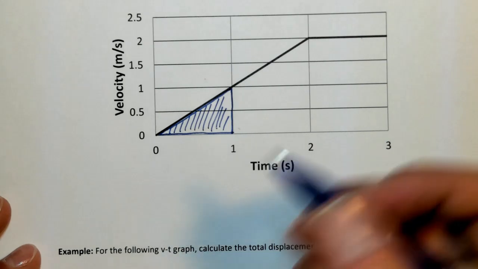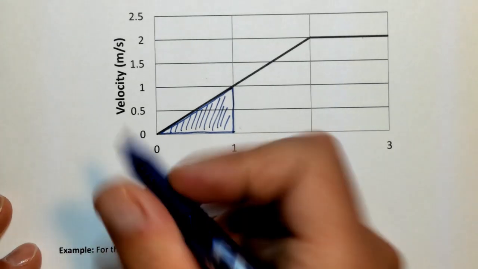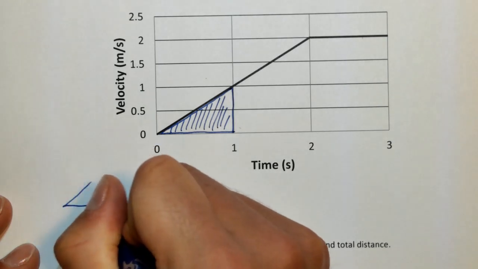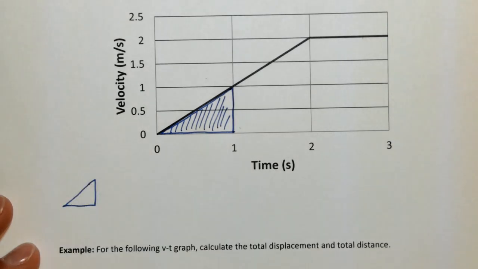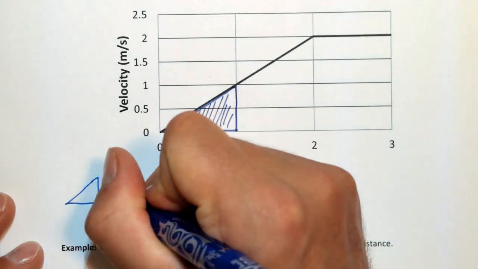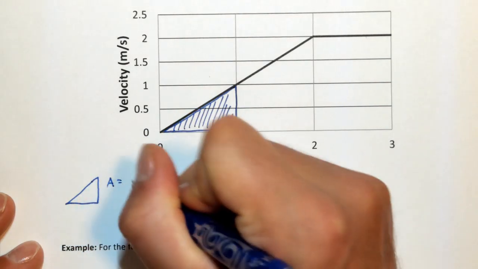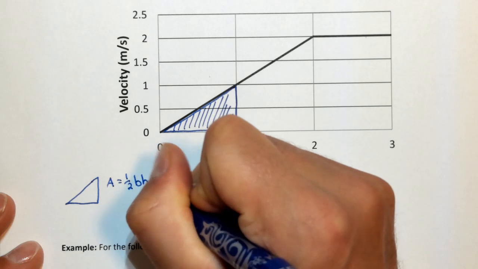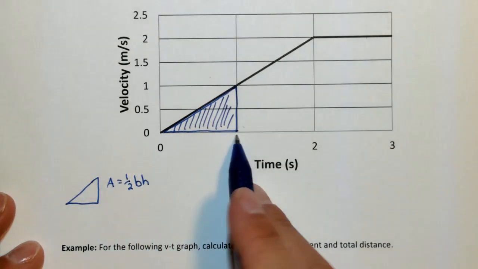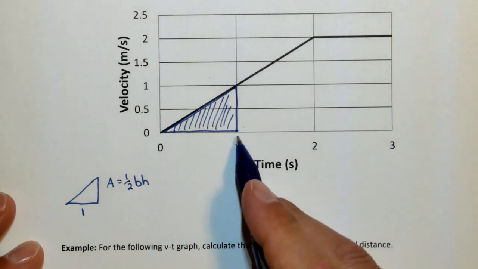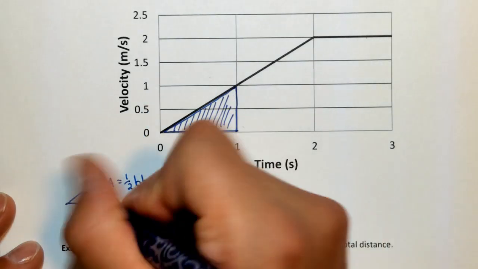Okay, so for that area, this object is a triangle. Area of a triangle is 1/2 base times height. The base of this triangle is 1, and the height of this triangle is 1.